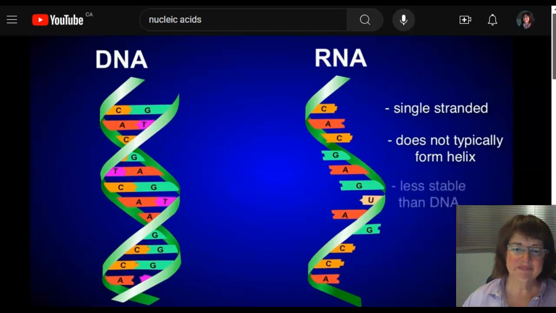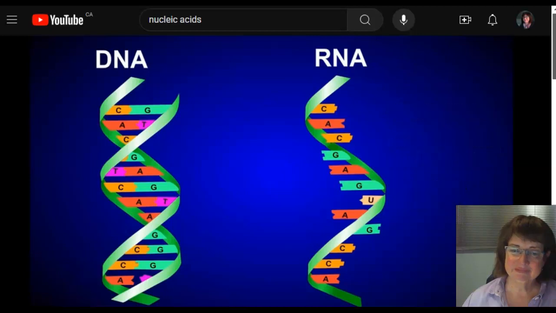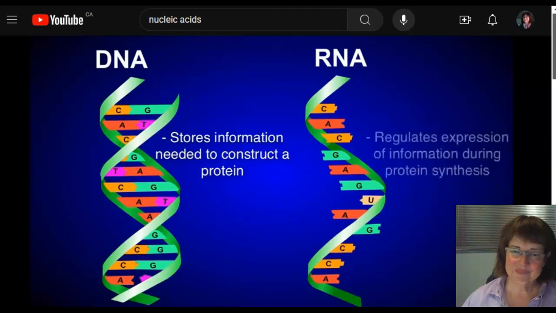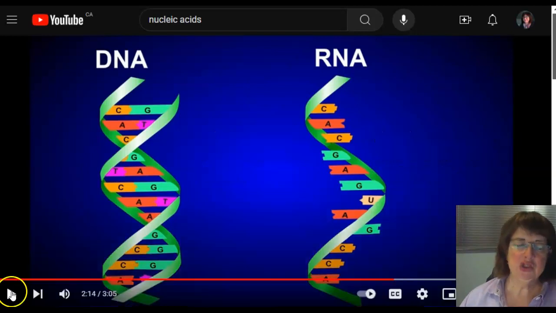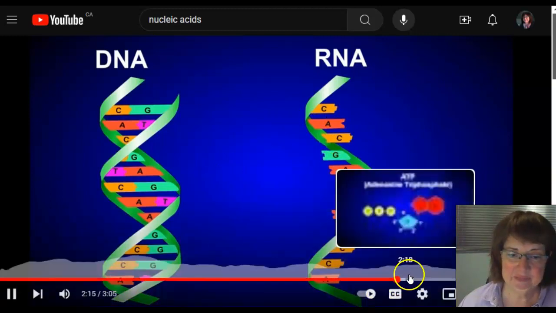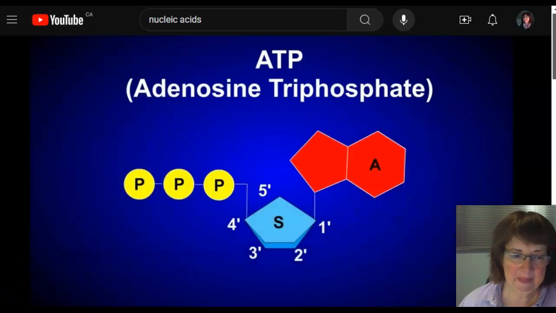Also, RNA is usually single-stranded and does not typically form a helix. Because of this, it is less stable than DNA and is usually more temporary. While DNA stores the information that is needed to construct a protein, RNA functions in regulating the expression of this information in the protein synthesis process. So when we look at DNA, one of the differences is the shape, the single strand versus double strand. The DNA stores the genetic material, and the RNA helps translate it and copy it.